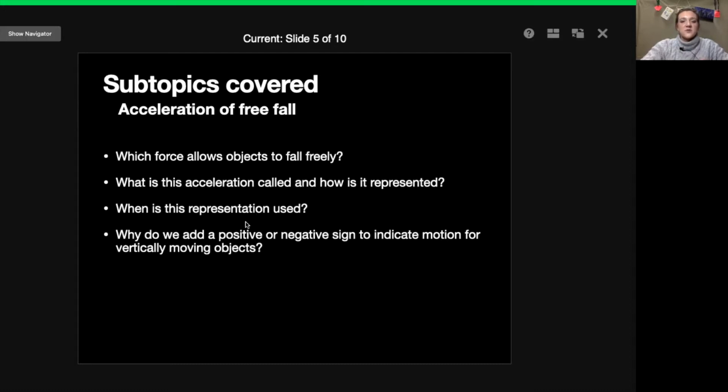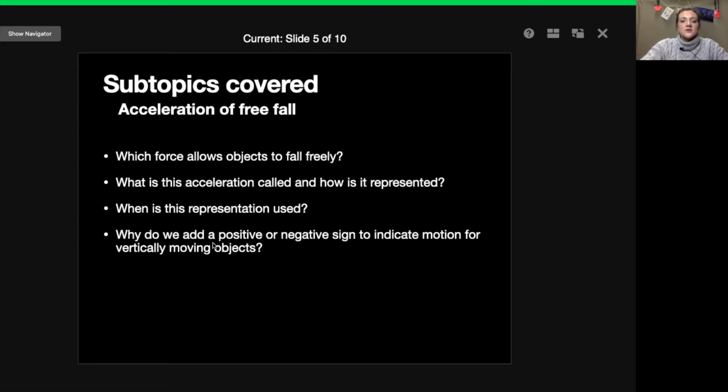When is this representation used? When you are doing calculations for free fall objects or any falling objects, you will replace your acceleration with a small letter g, because we know what the acceleration of gravity, or the pull of gravity, is on an object.